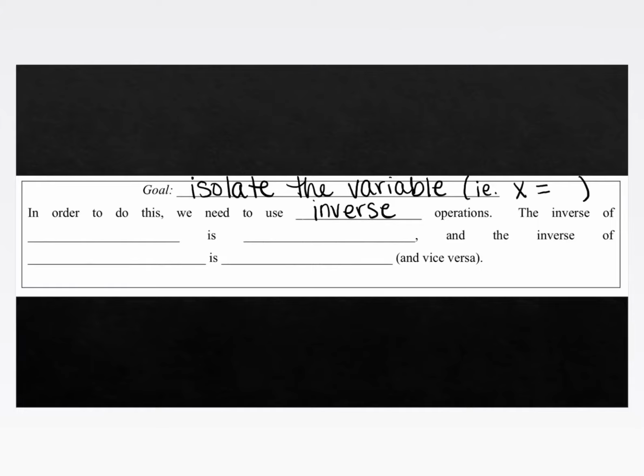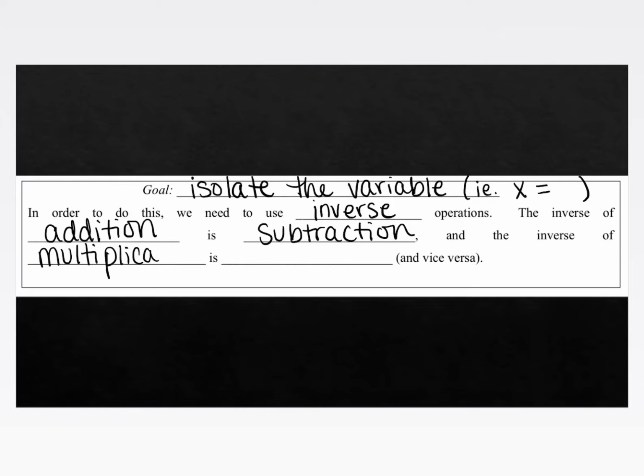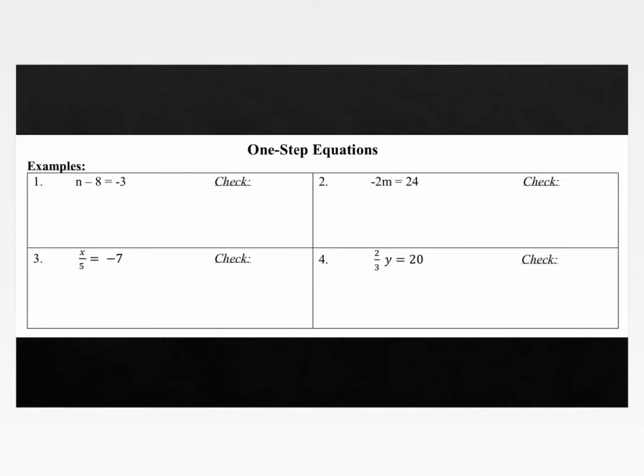The inverse of addition is subtraction, and the inverse of multiplication is division, and vice versa. So for example, the inverse of subtraction is addition, and the inverse of division is multiplication. Let's start with solving one-step equations.